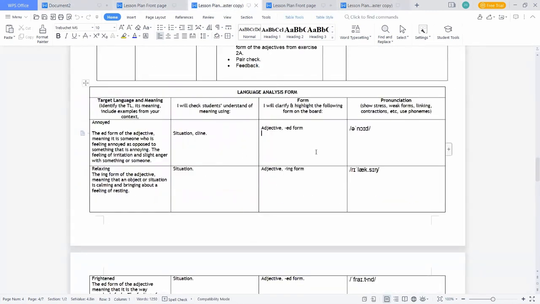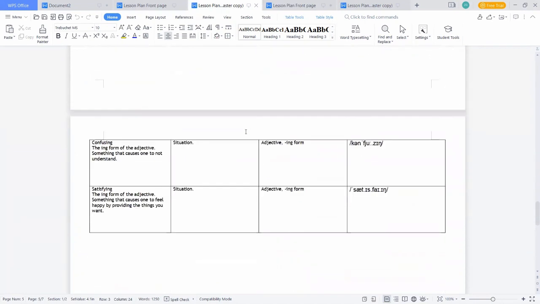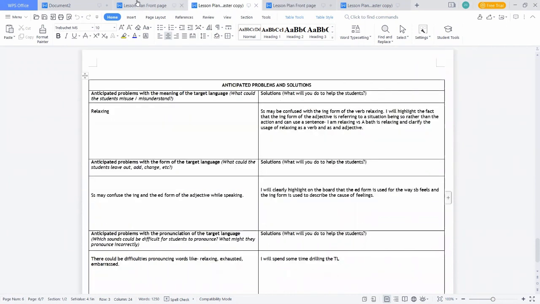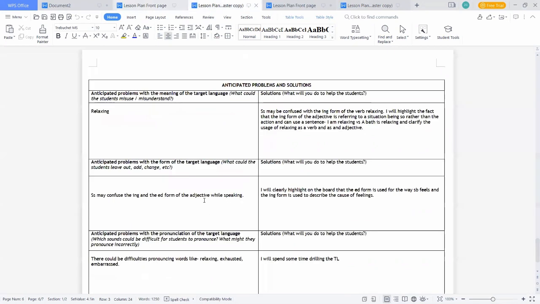So you need to specify the form of the language you're looking at and the pronunciation. Here you should be using your phonemes, your phonetic chart, and think about stress, weak forms, contractions, and so on. Finally, the last part, and this is part of your assumptions, but it's a little bit different. This is anticipated problems and solutions.